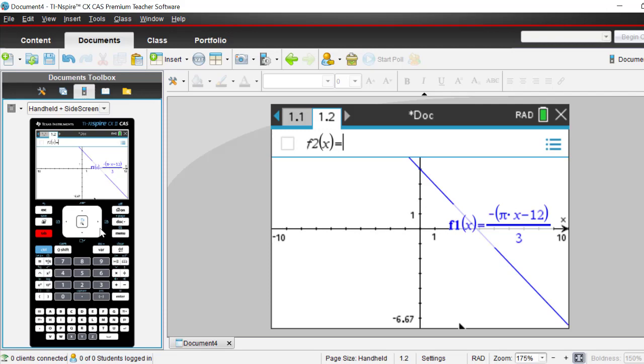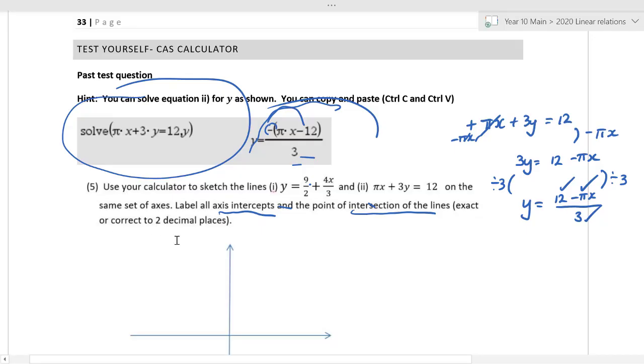So the other graph that we need to sketch, and I'm going to rub all of this out, is this baby here.